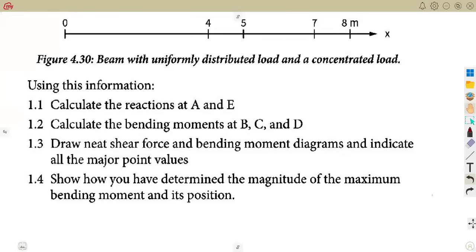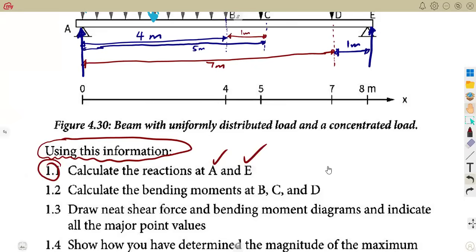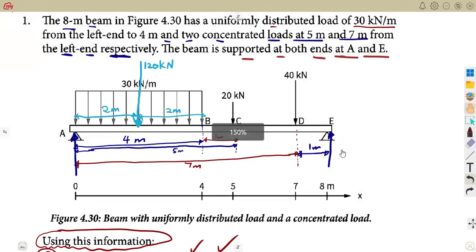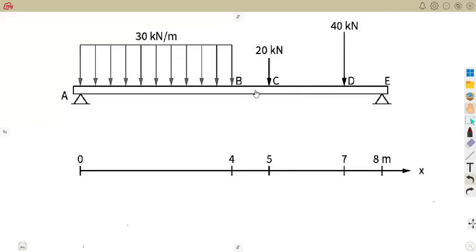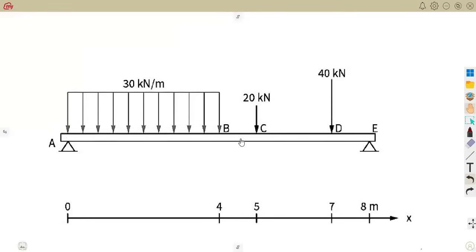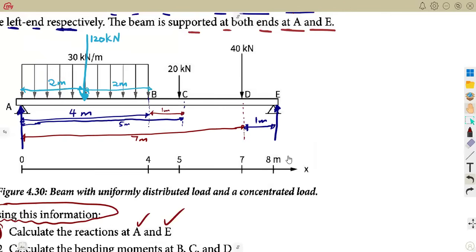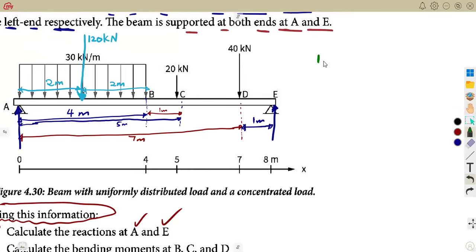So these were the questions that we are given. Using this information, calculate in 1.1 the reactions at A and E. So we need the reactions at A and E, 1.1. I think this one is now direct from your N3. Let me see, I just wanted a place where we do not have a lot of working. Here we have got space, no problem. Let me just work here, we can even use this space. So that's 1.1.